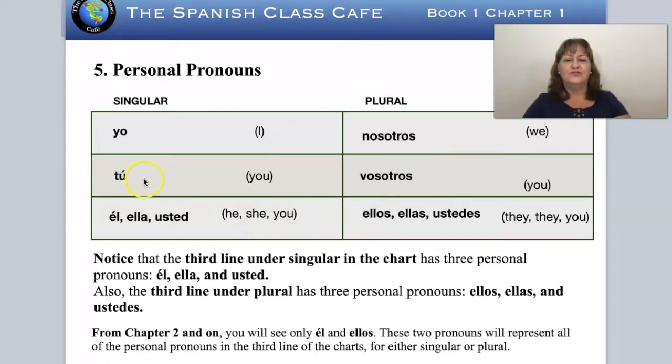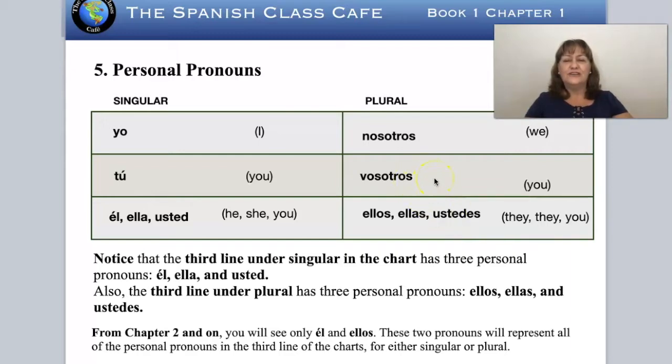Notice that we have 4 yous. Tú, vosotros, usted, and ustedes. The tú and the vosotros in the second position in the chart, they are the familiar way of treating people. We will say tú and vosotros to people that we know really well and our friends. Now we use usted and ustedes with people that we don't know that well, with people that we want to give some respect.